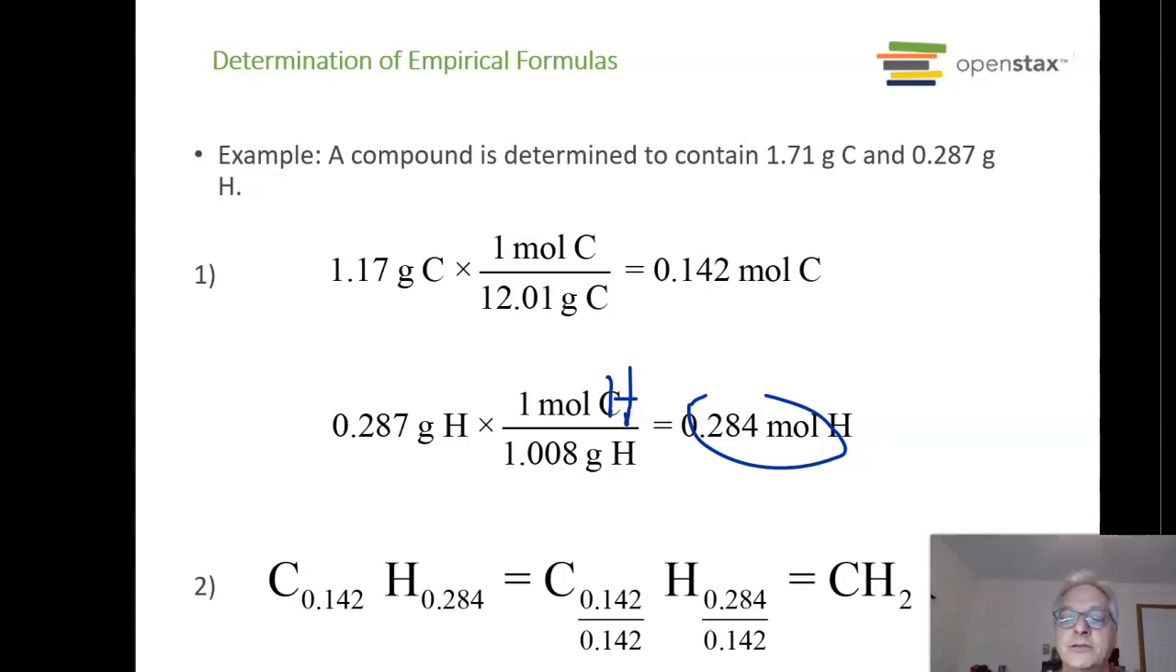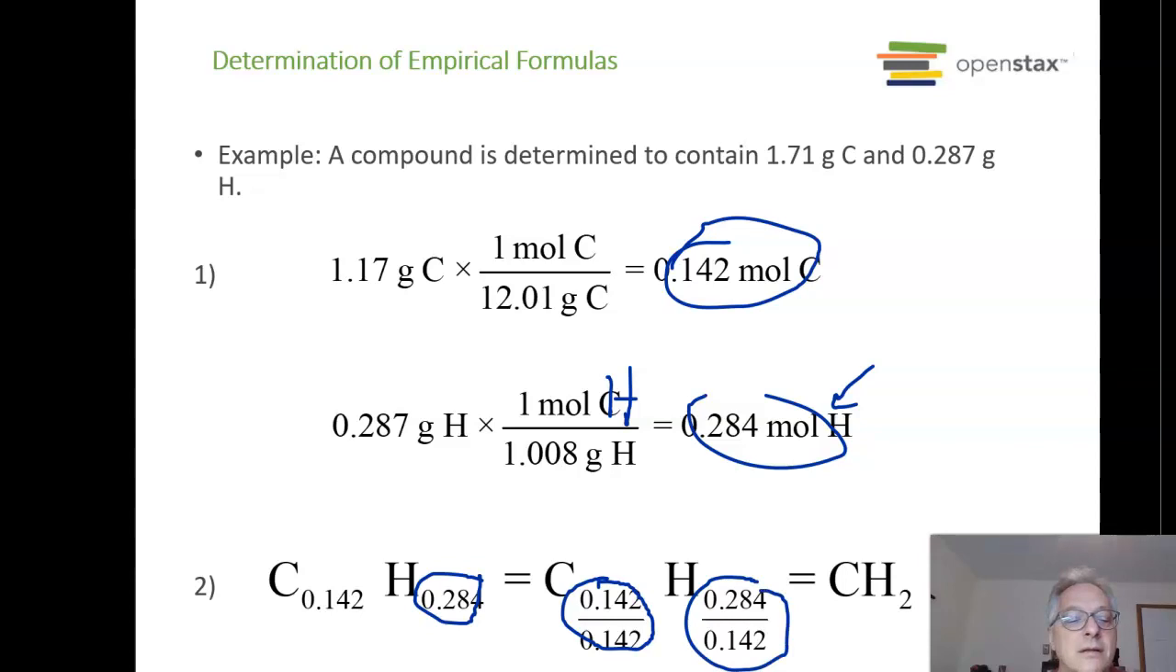Now, here's a little trick. You go down here and you write carbon with a subscript from up there, hydrogen with that subscript that you found up here. So, this is pretty ugly. We like whole number ratios. So what you do is divide each by the smallest number of moles. So the smaller number of moles of each of these two, 0.142 and 0.284, is 0.142.